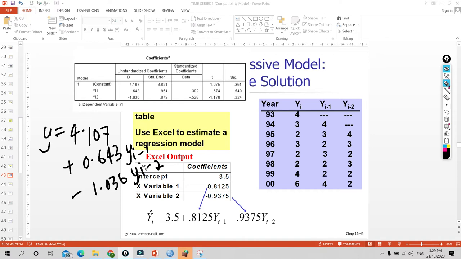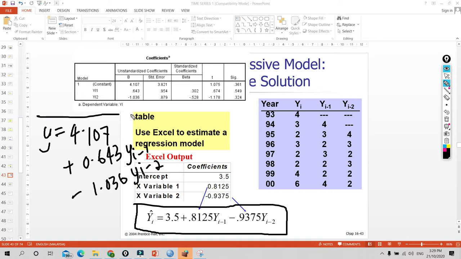Maybe there is something wrong with the analysis. I'm not sure what the problem here is, but the correct equation is this. So you can use this equation. Our final equation is y equal to 4.107 plus 0.643 yi minus 1 minus 1.036 yi minus 2.